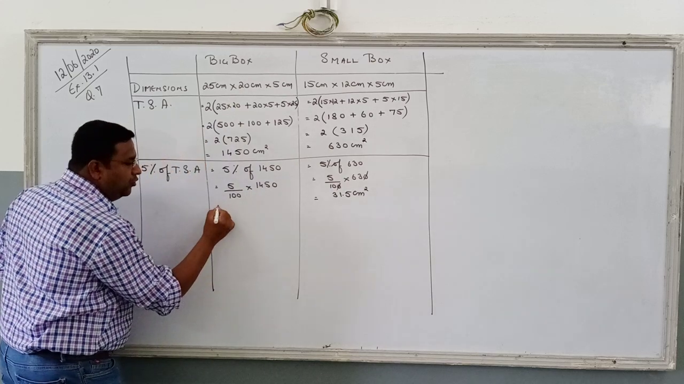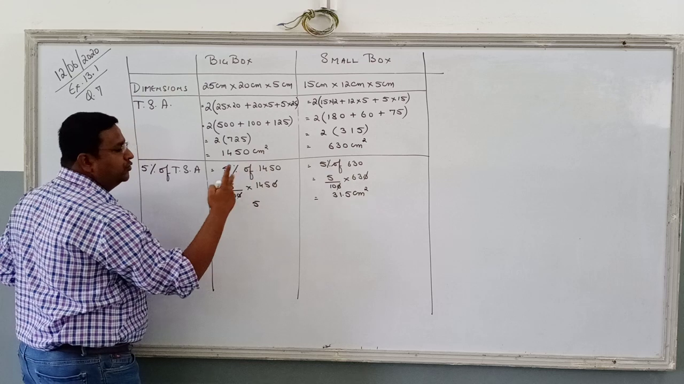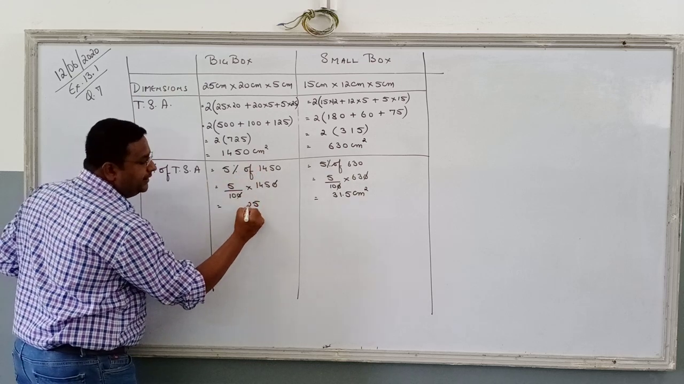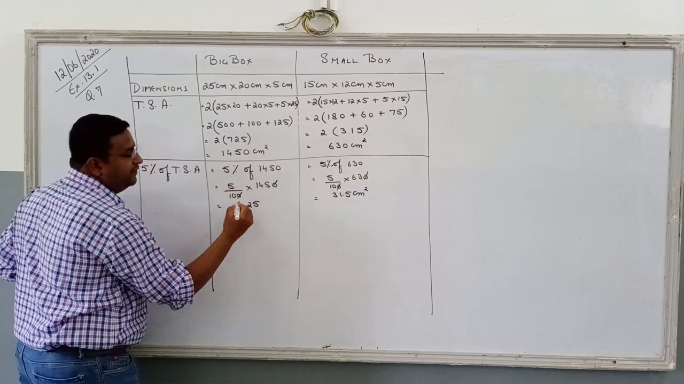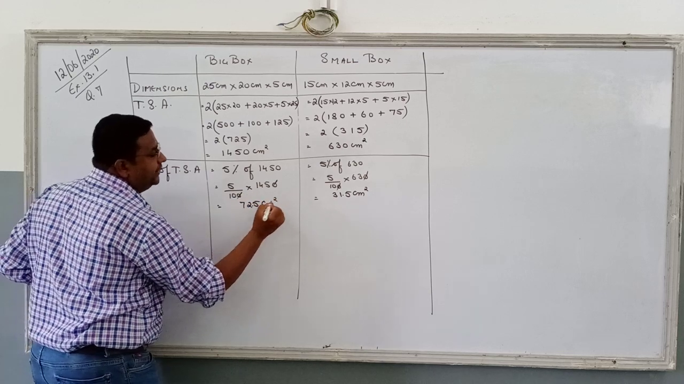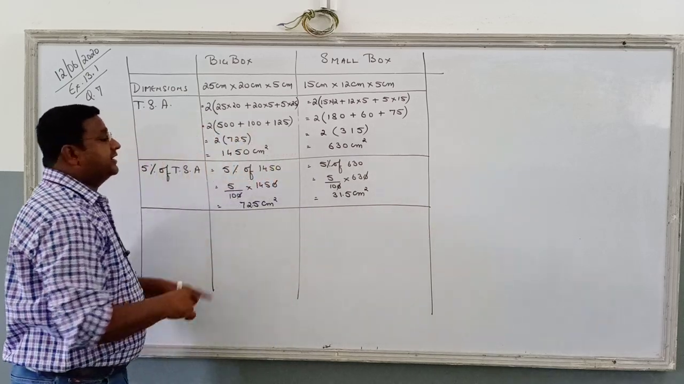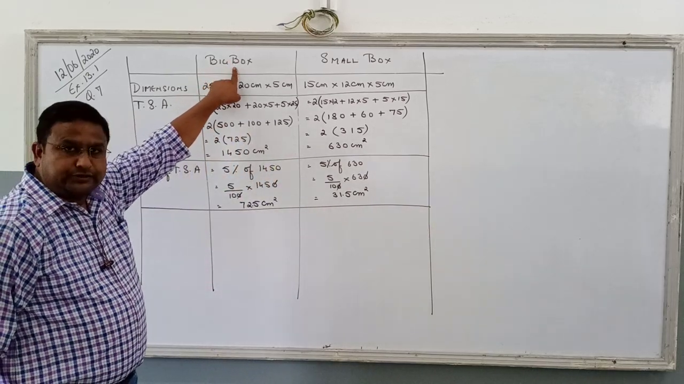Then we come down over here. 0 and 0 cancel. 5 5s are 25, carry 2. 5 4s are 20 and 2, 22, carry 2. 5 1s are 5 and 2, 7, decimal after 1. So 72.5 centimeter square of cardboard is required extra for the bigger box.